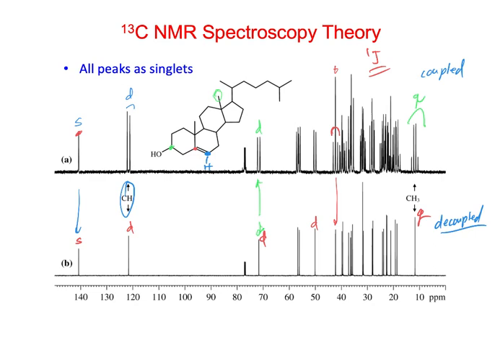Okay, so yeah, we'll talk about some more experimental details and different ways we could do the decoupling, and then we'll do a little bit of that stuff. We'll talk about coupling, J values and things like that, and then chemical shifts and stuff like that.